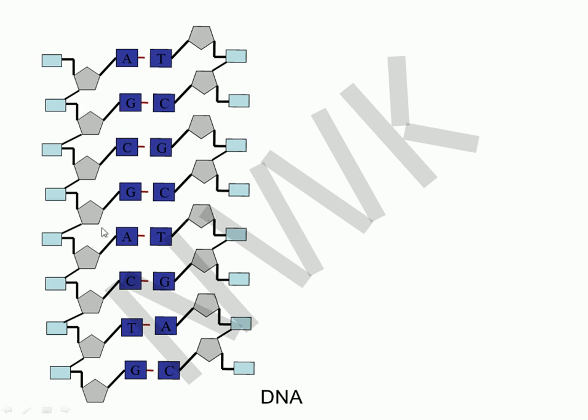How can the two polynucleotides be linked together? Through the nitrogenous bases at the center. So the nitrogenous bases will be linked together through the formation of hydrogen bonding. Adenine always pairs with thymine. Guanine always pairs with cytosine. Adenine will form two hydrogen bonds with thymine, while guanine will form three hydrogen bonds with cytosine. So from here, two polynucleotide strands can be linked together, and here it forms the double-stranded DNA.